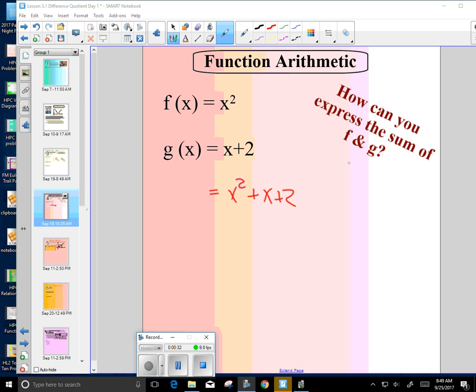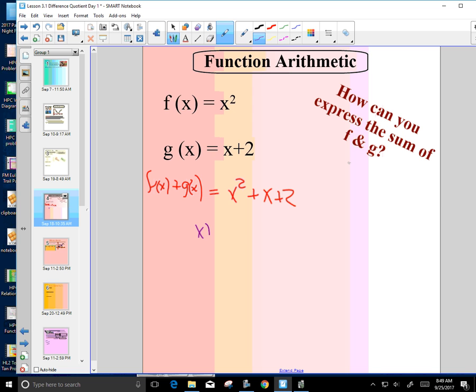What do you think? How could I just show the sum of these two? Yeah, just take f of x plus g of x. And that's what you're doing with these. You're showing the function. Now, I just wanted to bring to your attention that the books sometimes put x here, and then this is how they write it. It's the same thing. F plus g of x is the same as f of x plus g of x.